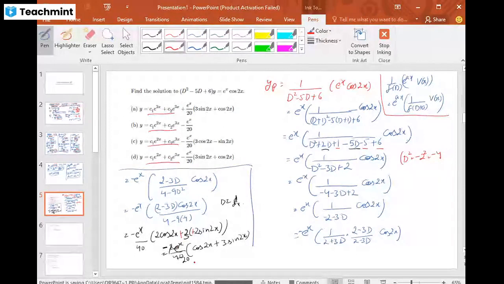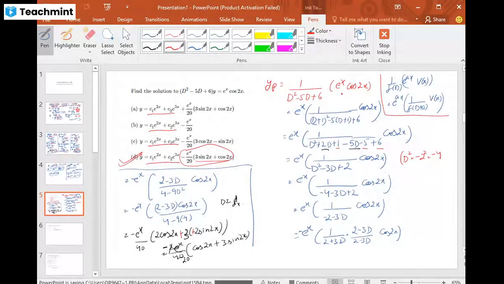So e^x upon 20 (cos 2x + 3 sin 2x)... e^x upon 20 with a negative sign. So this is the particular integral. It means that this is the correct answer. Okay. So here we have used two properties.